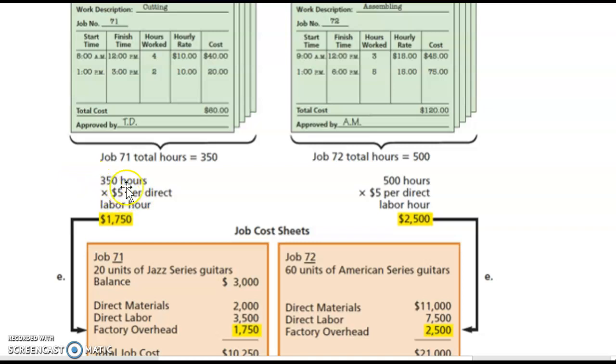Here, this job took 350 hours. So you would multiply it by your rate, $5 per direct hour, and that's going to give you your factory overhead. So each job will have factory overhead associated with it based on that rate.